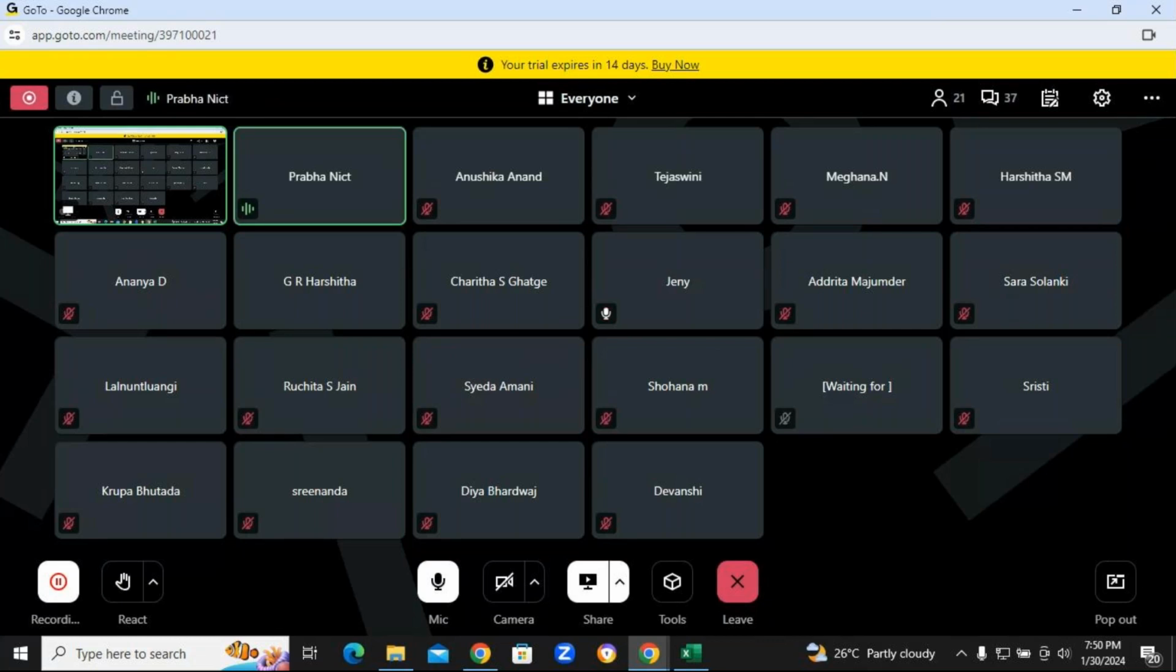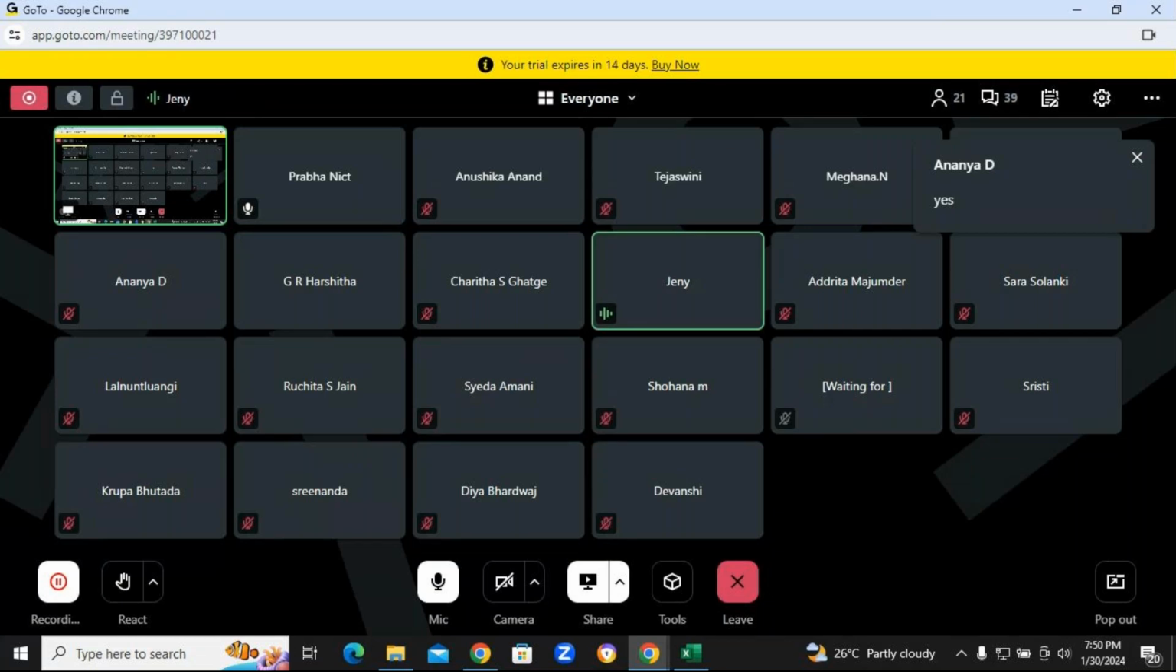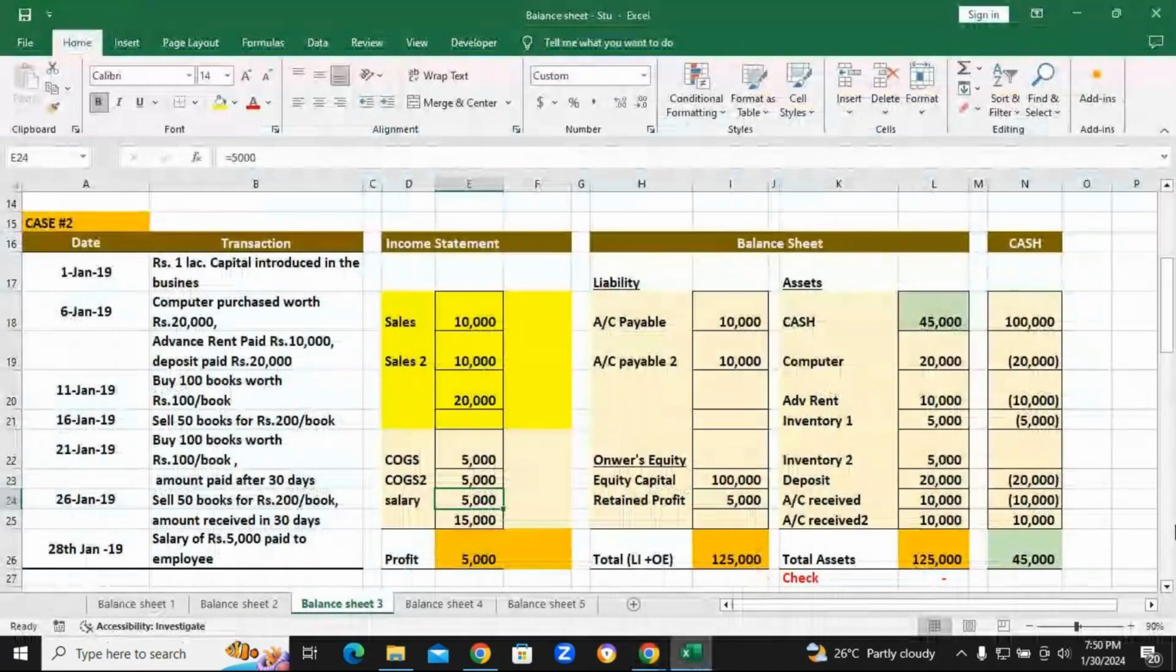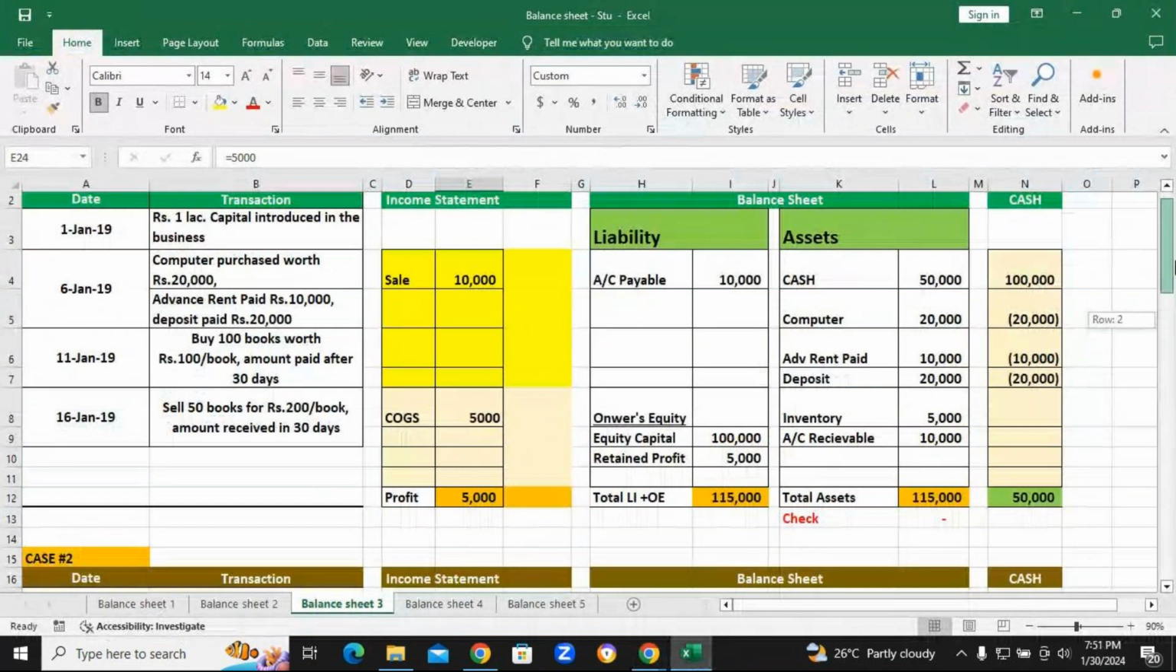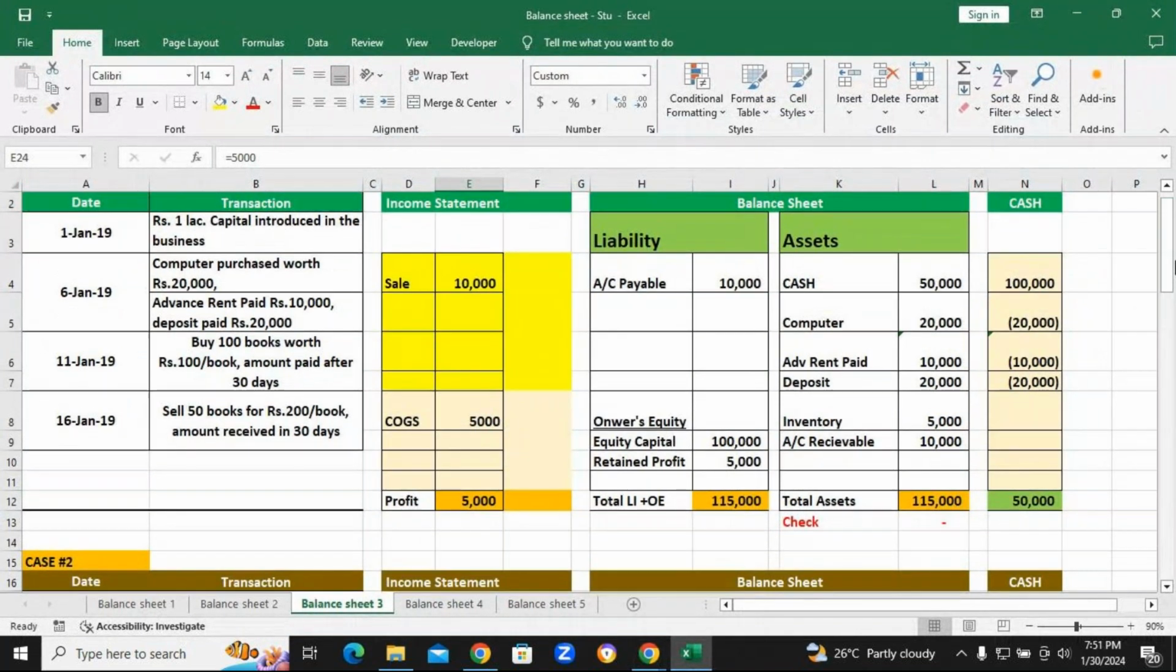Ma'am, the same question regarding the receivable. When I compare the first question and the second question, the question says it will be received in 30 days, and we have written 10,000 in the second question. But in the first question also, it's received in 30 days, and we have not written 10,000 in the cash column. Why is that, ma'am? Account receivable, in the first question.